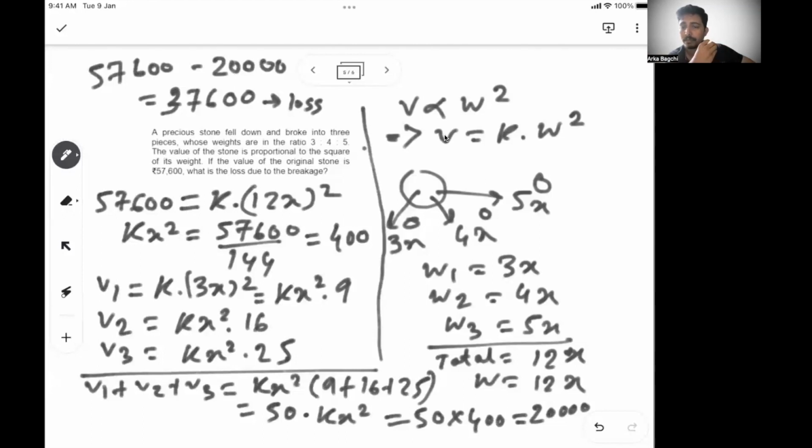So the difference happens because weight is not directly proportional to the value. Value is proportional to the square of weights. So 12 square has a value different from the sum of the values of 3 square plus 4 square plus 5 square. 12 may be equal to 3 plus 4 plus 5, but 12 square will have a much higher value than 3 square plus 4 square plus 5 square. And that's where the loss is generated, because value is proportional to the squares, not directly to the weights.